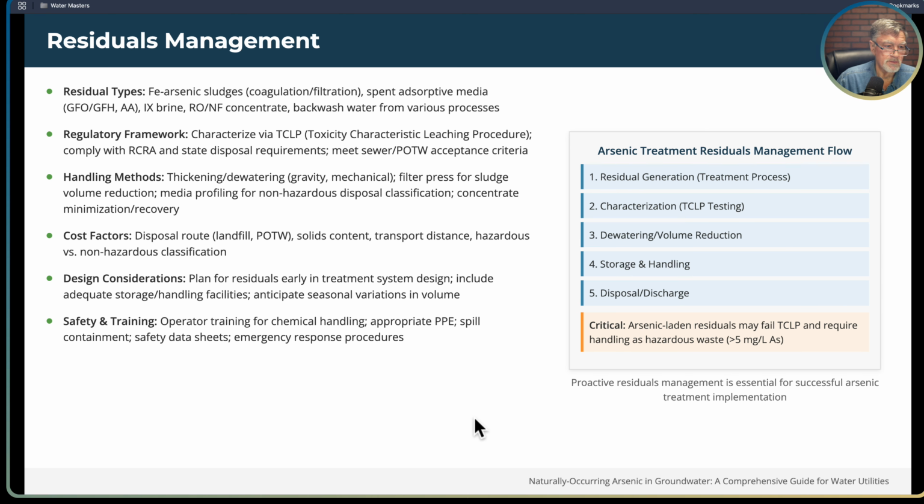All right, residuals management. This is the tricky thing. Residual types: iron arsenic sludges, spent absorptive media, the ion exchange brines, the RO/NF concentrate, backwash from various processes. All these treatment processes are going to produce some waste that is going to have concentrated arsenic in it. So you're going to characterize that by the toxic characteristic leaching procedure, TCLP, and determine how to dispose of that.